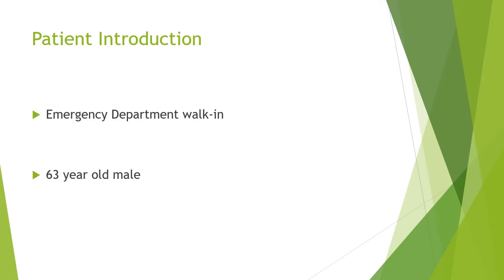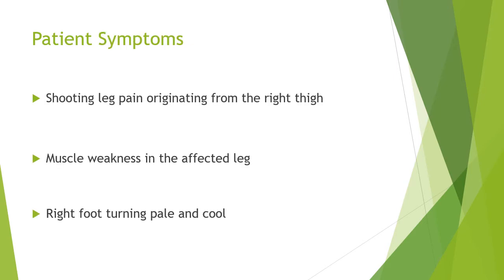Next, I'll be introducing the patient. The patient we saw in this case was a 63-year-old male that was checked in to our emergency department as a walk-in. The patient was experiencing multiple symptoms. These symptoms include shooting pain originating from the right thigh and radiating down the right leg. There is no trauma that initiated this pain. There is also muscle weakness in the leg, so the patient had difficulty walking. And the patient's right foot was turning pale and was cool to the touch, which was indicating a lack of blood flow.